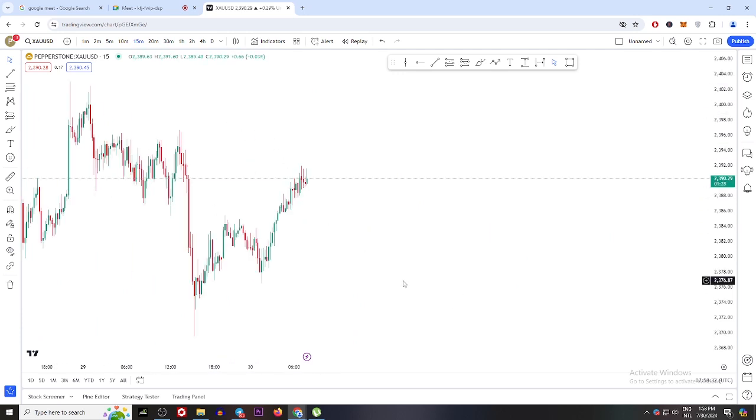Whatever we have in our chart, I personally use two colors. One is green and the other is red. I use green for buy and red for sell.